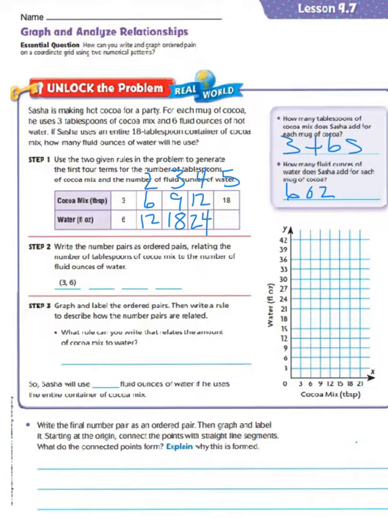Now for 6 mugs, continuing the pattern, we would need 3 times 6 would be 18 tablespoons of cocoa mix, and 6 times 6 would be 36 fluid ounces of water. So let's look back at our word problem and look at the question we need to answer. If Sasha uses an entire 18 tablespoon container of cocoa mix, how many fluid ounces of water will he use?